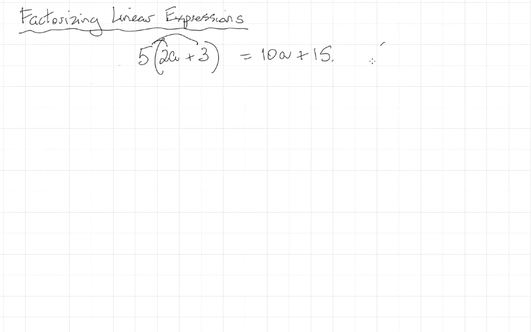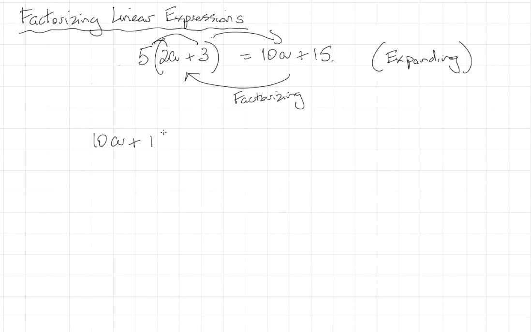So this is called expanding, when we go from here to here. When we go from here to here, it's called factorizing. And the process is not too bad, as long as we remember some basic fundamentals. So we're going to start with 10A plus 15, and we want to factorize.